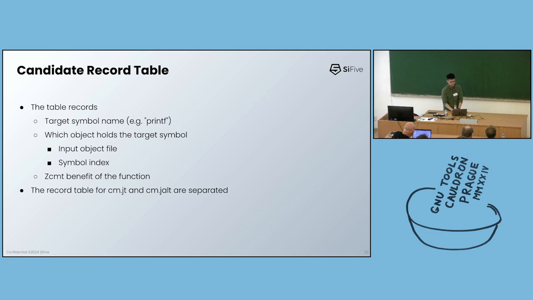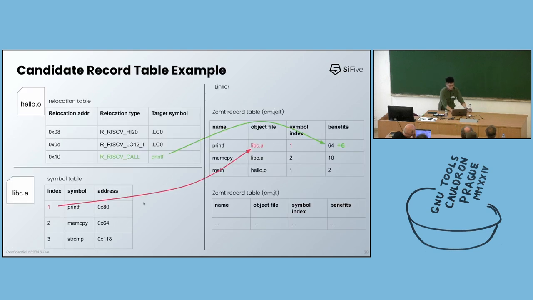So in our implementation, we use a record table to record all the candidates here. In the table, we need to record the target symbol name, for example, printf, and we need to know which object holds the symbol. For example, printf might be in libc.a, and we also need to record the symbol index in the symbol table. And we use a field to accumulate the Zcmt benefit of the function. Please note that we separate the cm.jt and cm.jlt record tables here.